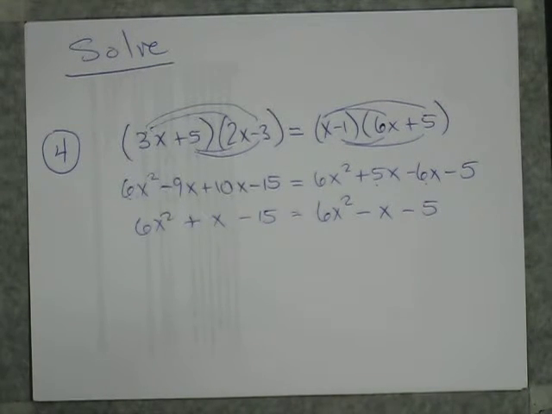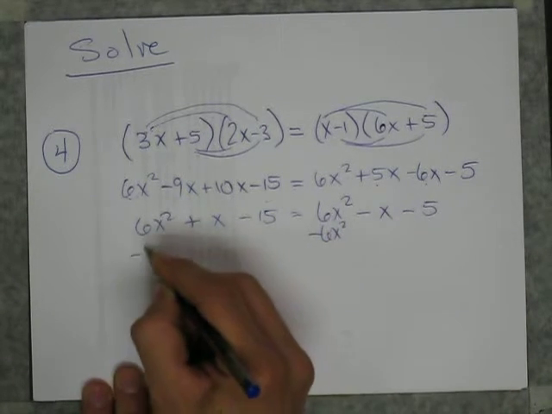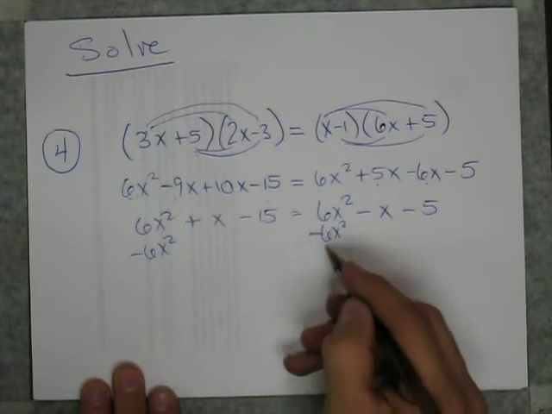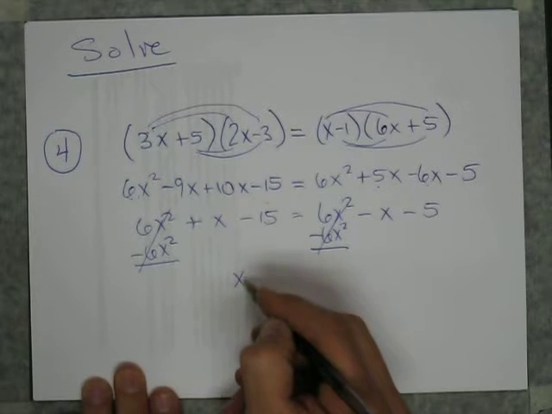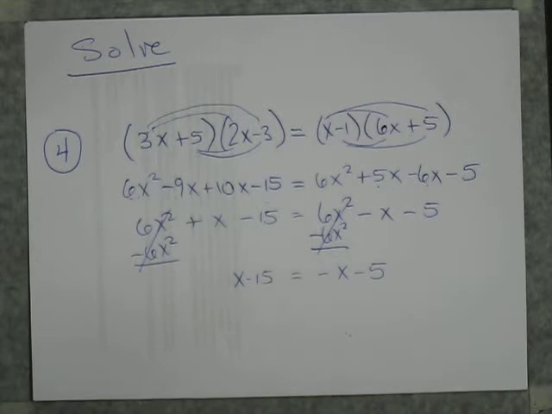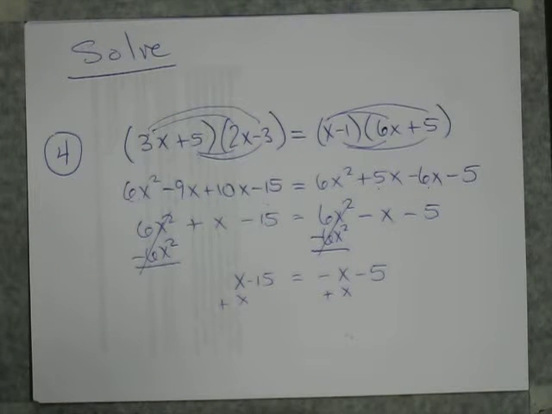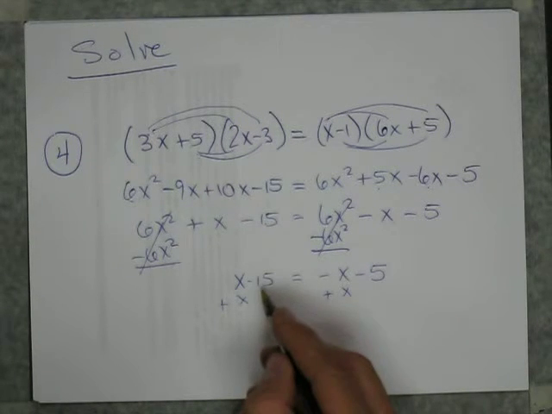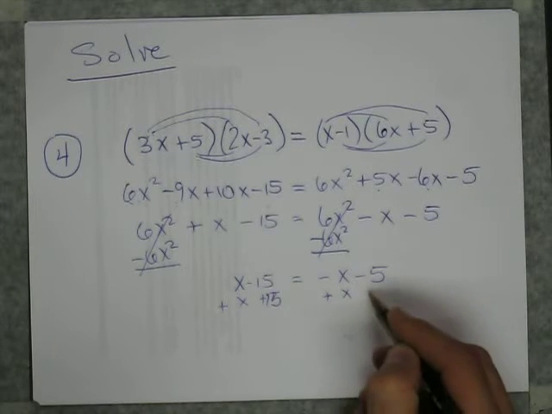Now, you add or subtract. I want to take my 6x squared and subtract that from both sides. What conveniently works out for us is that when you subtract the 6x squared, those end up canceling. So I'm left with x minus 15 is equal to a negative x minus 5. Now at this point, we want to get our x's together. So let's add our x's together. And at the same time, I'm going to get rid of the 15. I'm going to do two steps at once. I'm going to add the 15 over to both sides.